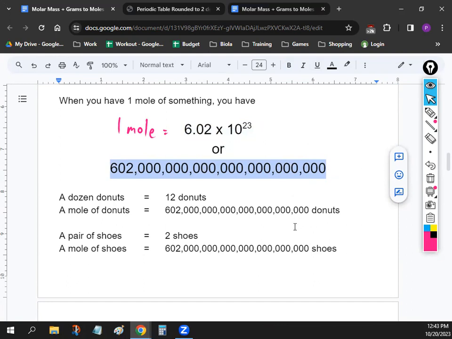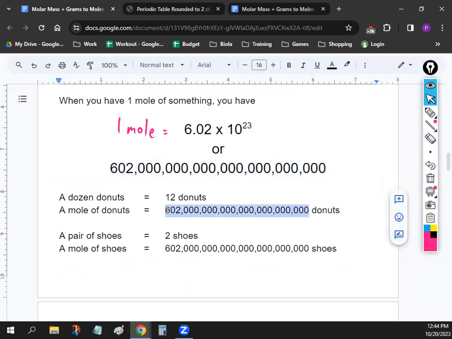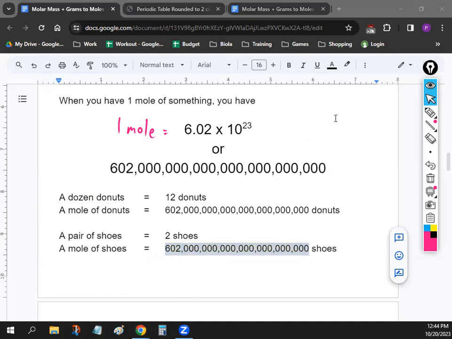Okay. So based on what we just talked about, if you have a dozen donuts, you have 12 donuts. But if you have a mole of donuts, you have this many donuts, okay? If you have a pair of shoes, you got 2 shoes. If you have a mole of shoes, you have this many shoes. So the point is, a mole is a way for us to count a lot of things at one time. Okay, atoms are really small. You can't even count them 100, 1,000, even a billion or a trillion at a time. You have to count them 1 mole at a time, okay? So that's pretty much what the concept of a mole is. Any questions on that? Was that all right? Yes.